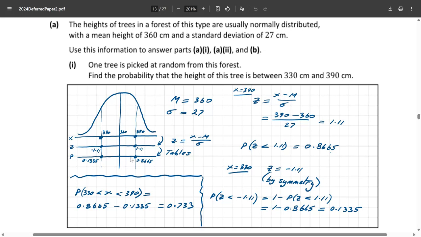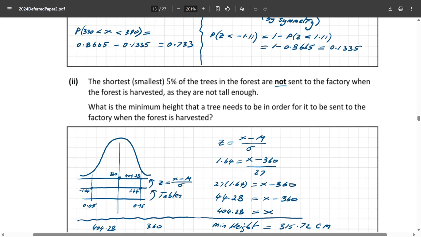So if I know that 86% roughly are below this height and 13% are below that height, what's in between? We'll just subtract your percentages, or your probabilities in this case. So it's 0.8665 minus 0.1335, and the answer is 0.733. In other words, approximately 73.3% of all the trees are between those two heights. On to the next part.